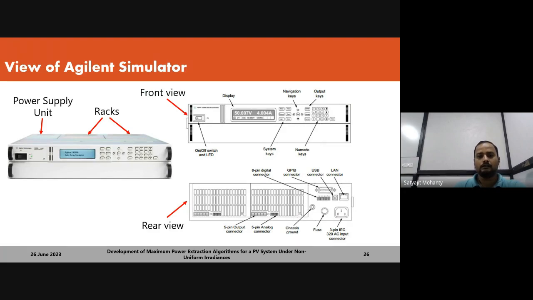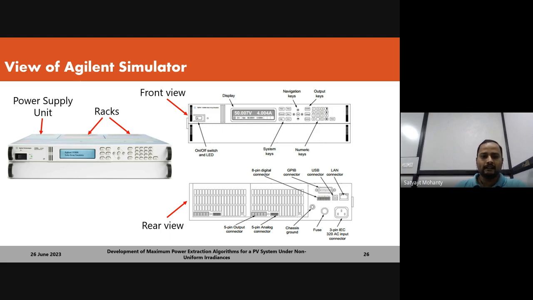So these are the views of the Agilent simulator. I took this so that I can show you. This is the rear view and the above is the front view. The display shows the VOC and the ISC. You can see it's showing 50 volt and ISC is 4.004 ampere. This is the back side, so you can use any of these connectors: LAN, USB or GPIB, for using this Agilent simulator along with the software mounted on your desktop.